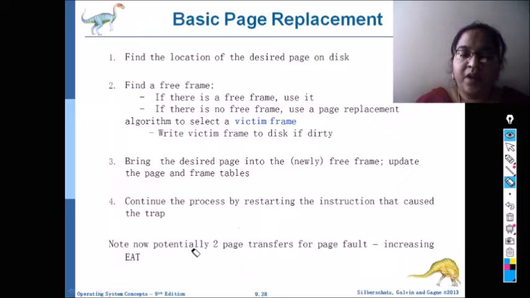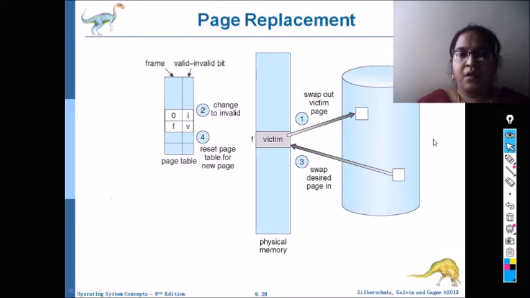Whenever you have a page fault, there are potentially two page transfers for the page fault, which increases the effective access time. This is especially so when the victim page has its dirty bit set. At that time you are actually having two page transfers. So now here, this is page fault replacement. You can see that. This is referring to the first time, when there was a page fault, and you have to swap out a victim page, so swap out the victim page to the backing store.